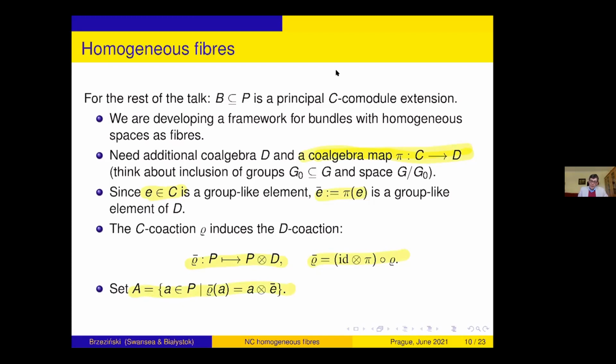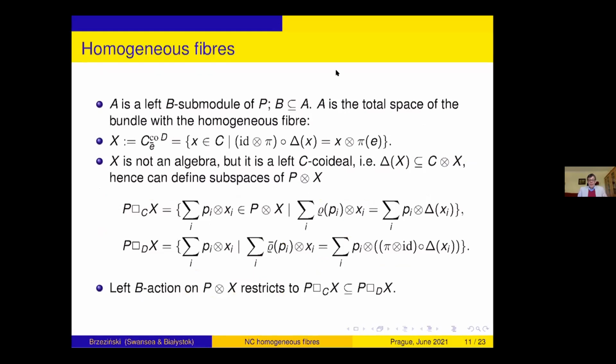But what we can already learn is that A is a left B submodule of P. So it is not a subalgebra of P, but since the coaction rho was left B linear, we can easily check that A is a left B submodule of P. And this will play the role of the total space of the bundle with the homogeneous fiber. So let me stress again, on this slide, A is not necessarily an algebra.